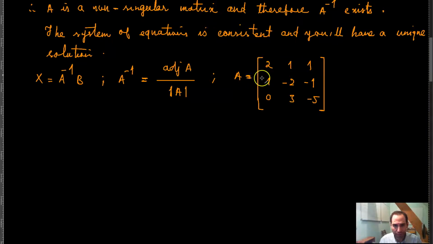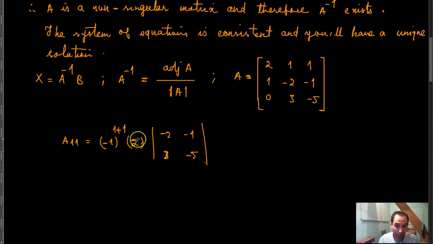that when you want to calculate, for example, the cofactor of this element, you would write A of 1, 1 as -1 raised to the power 1 plus 1 times the element itself, which is 2, times the minor of this element, which is this determinant -2, -1, 3 and -5. This is wrong, because the element itself is not supposed to be there, by definition.